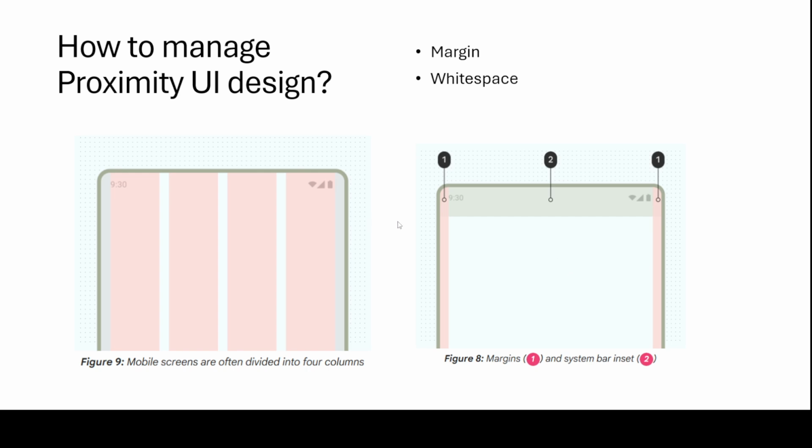Right, next we can see how to manage proximity in UI design over here. Okay, this is a spacing. So for Android design, the spacing for number one over here should be 16 dp, 16 density pixels.